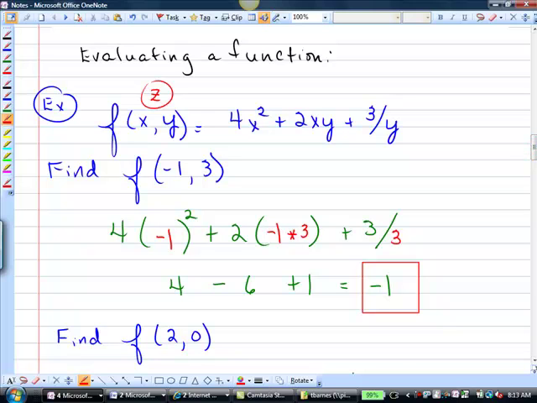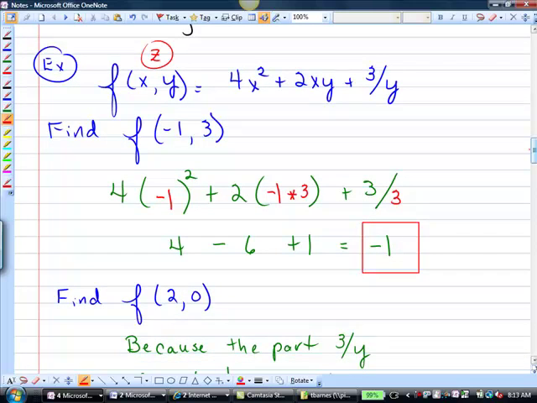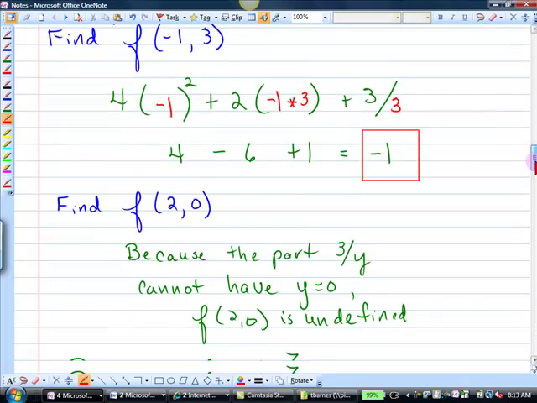Same equation, find f of 2 comma 0. Now, what you should notice pretty quickly, if we remember our stuff from algebra, what's going to happen when we plug in 0 right here? It's undefined. So this point is undefined. It's not in the domain, because you would end up with 0 being on the denominator here, and you cannot divide by 0.